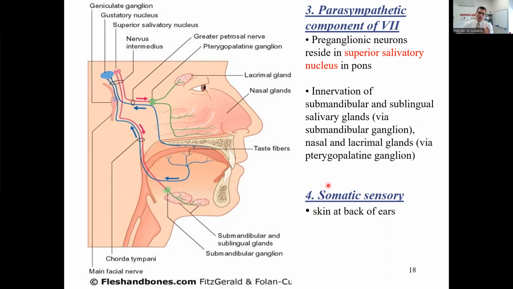So we've covered the motor, we've covered the sensory, we've covered the parasympathetic component of the facial nerve. The last component here is the somatic sensory. The facial nerve carries sensory input from a small area of the skin behind the ear. If you go back to the clinical case at the beginning of the lecture, you should find some correlation with the signs and symptoms the lady developed prior to the paralysis of the face.